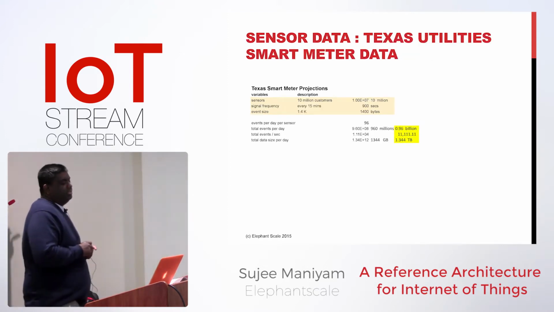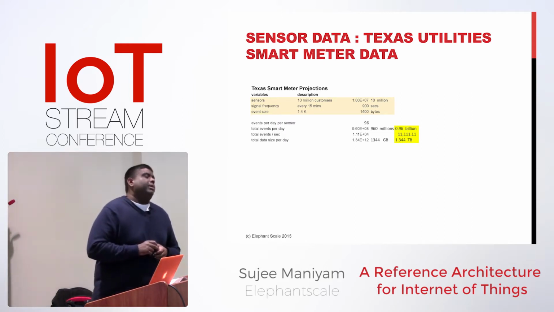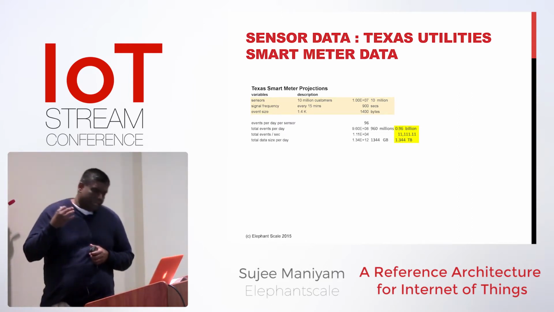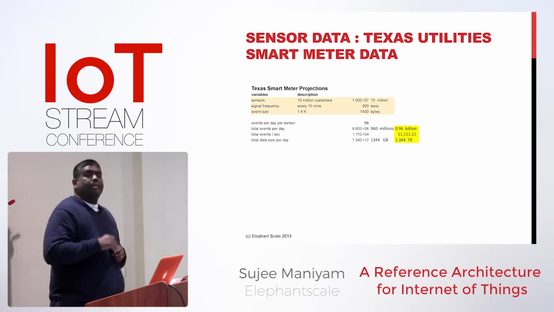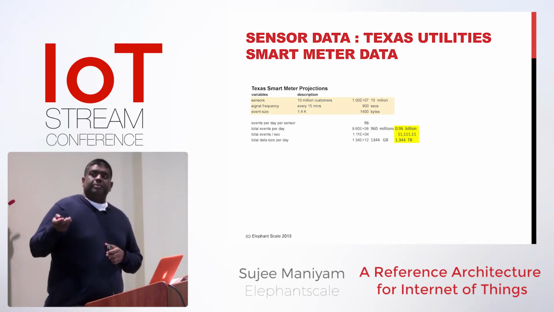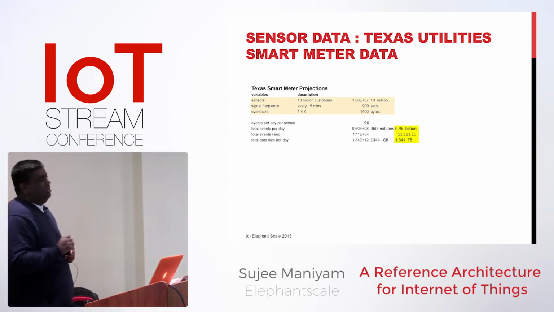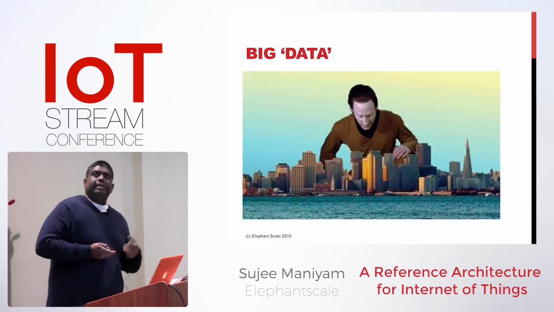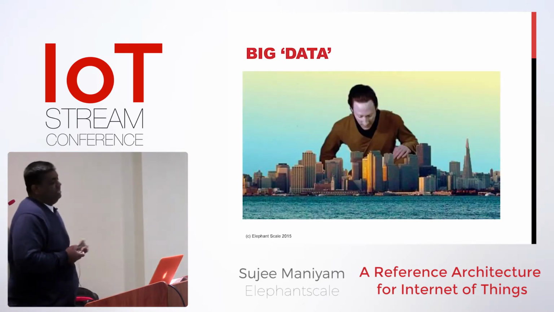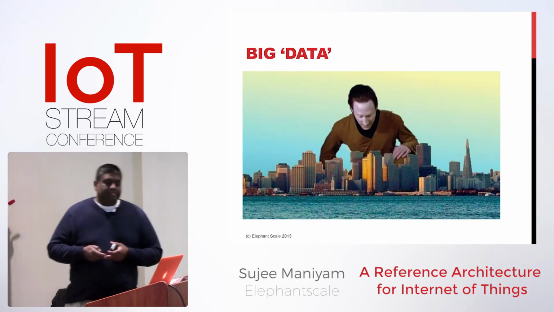And here is a similar data set from Texas utilities. They have smart meters which report every 15 minutes. The data size is about 4K. And yeah, they get the same numbers. They are very close to 1 billion events per day, plus about 1.5 terabytes a day. Now this, by any definition, is big data, isn't it? These are sizes we don't usually deal with.